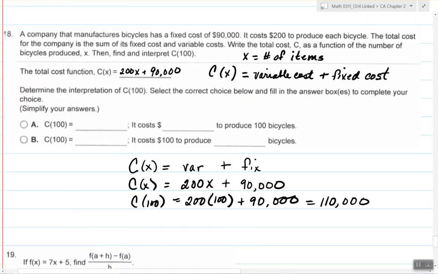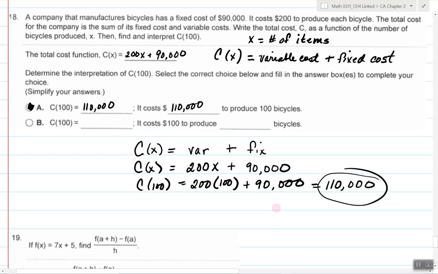All right, so this cost, this is my cost. It cost $110,000 to produce 100 bicycles. That's what that is saying. So this is your y value and 100 is your x value.